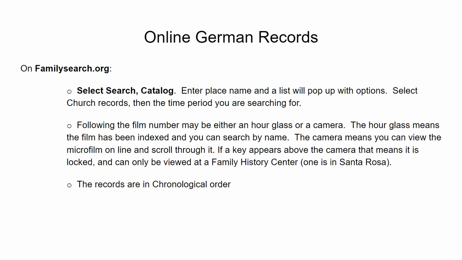But now sometimes you'll see a picture of a key afterwards, which means the records are locked and you can't view it online.